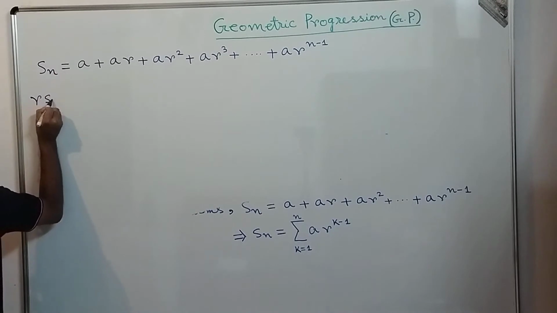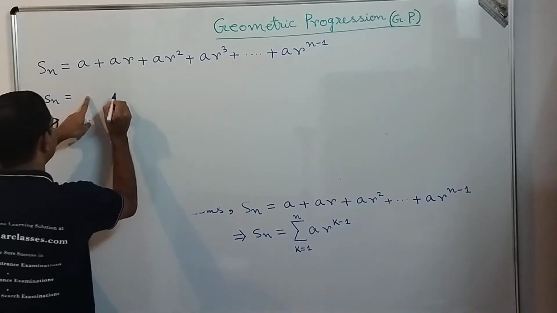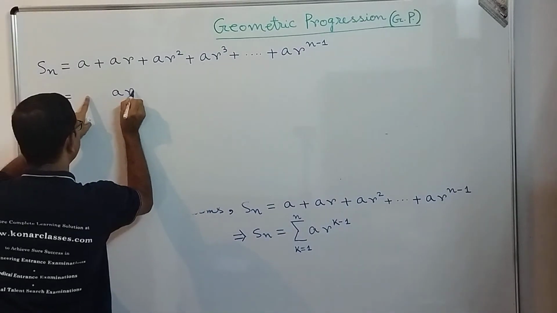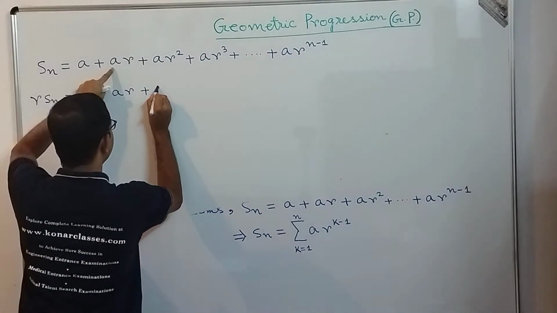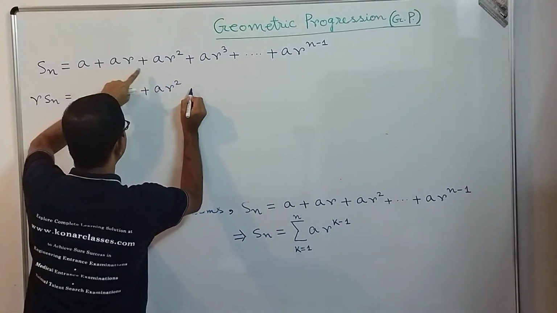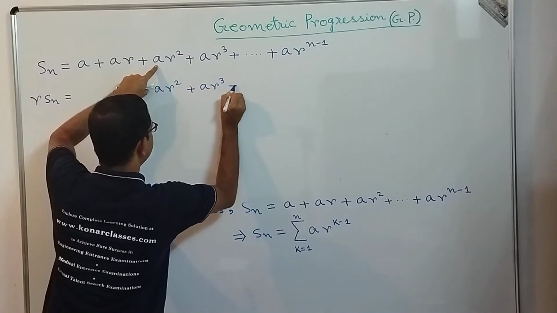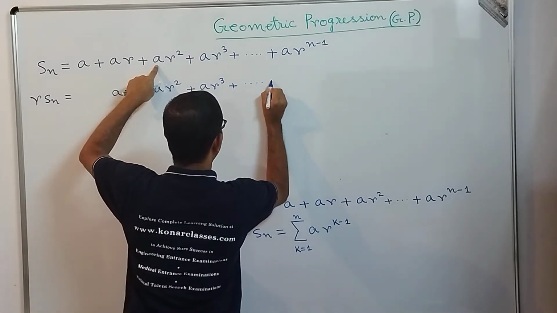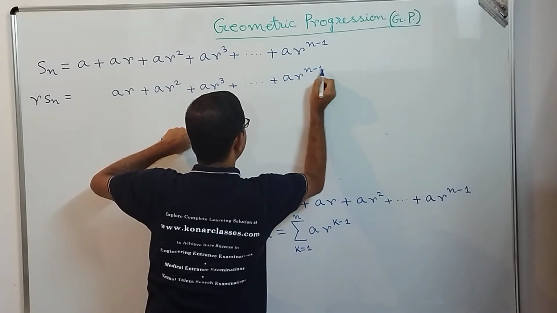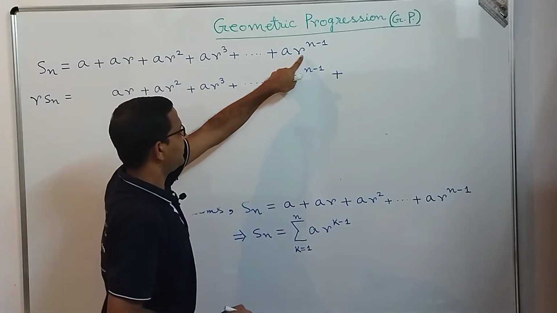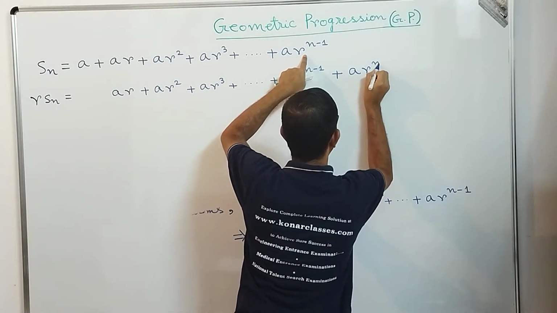r into Sn should be equal to, the a is multiplied with r, so I am writing it here, ar, plus the second one, a into r multiplied with r becomes ar square. Then ar square multiplied with r, we get ar cube, plus in that way we will get a into r to the power n minus 1, plus that ar to the power n minus 1 multiplied with r becomes ar to the power n.